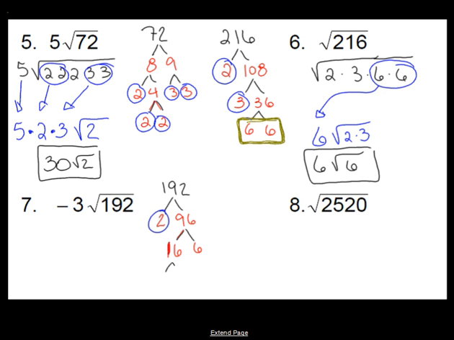So I split again. This one becomes 4 times 4. This one's 2 times 3. Well, 2 and 3 are prime numbers. And look, my 4, I have a pair. Looking for my pairs, this one becomes negative 3 times 2 times 2 times 3 times 4 times 4.